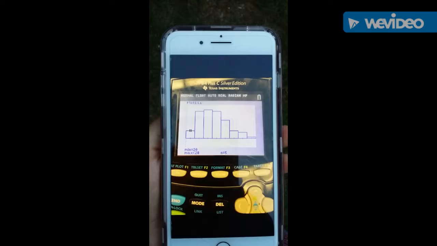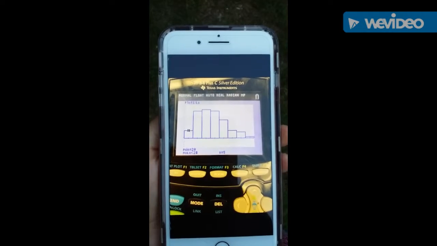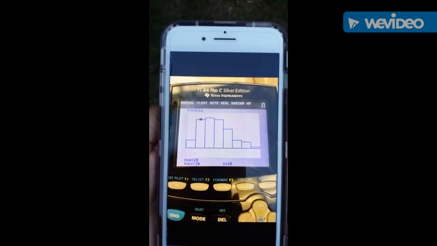Jasmine, back to you. Ready? Yeah. Thank you, Jaramillo. Our second question was, on average, how many hours of physical activity do you perform per week? And we used a histogram and scatter plot to represent our data. The minimum is 20 and the max is 28 hours.